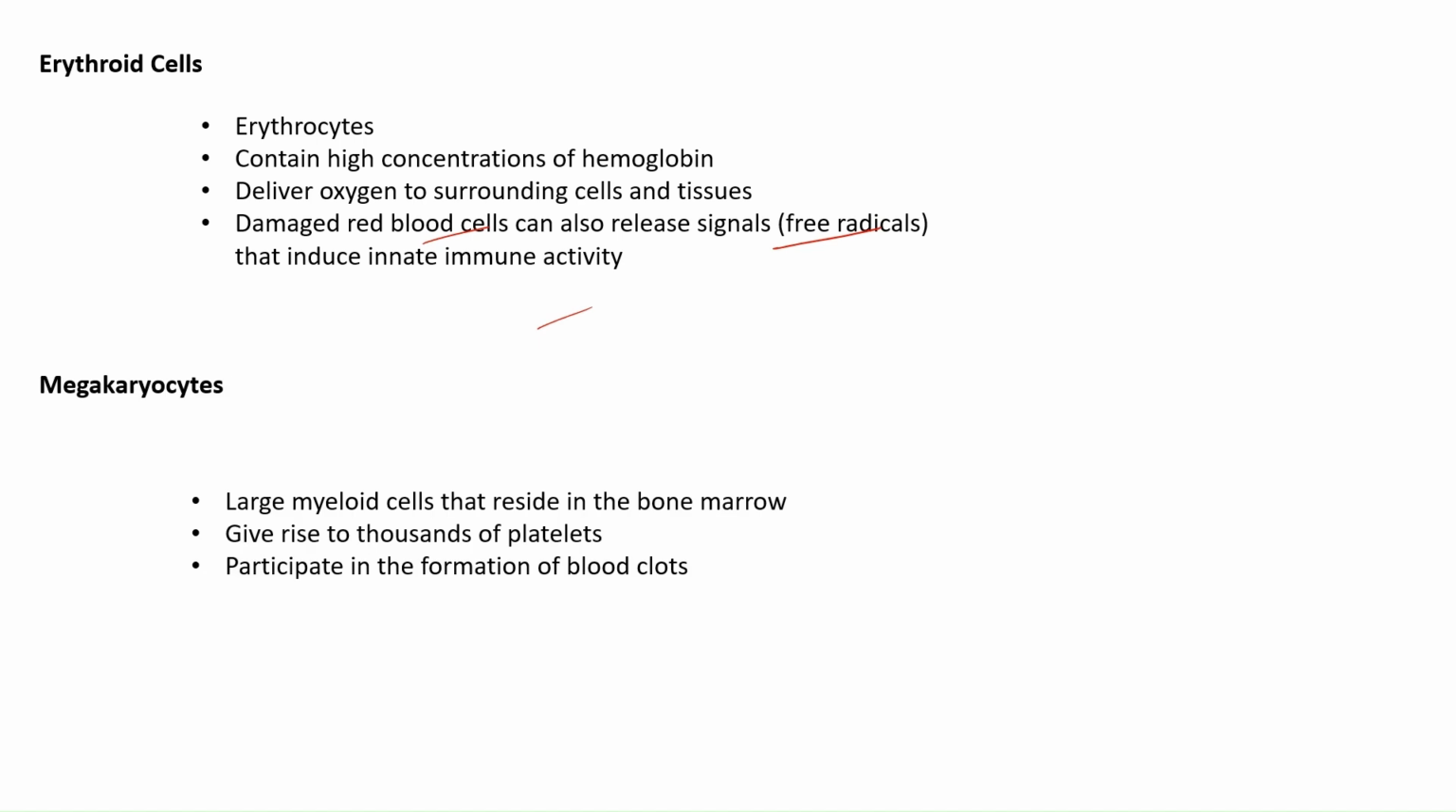Next is megakaryocytes. These are large myeloid cells that reside in bone marrow and give rise to thousands of platelets. The function of platelets in our body is the formation of blood clots. So whenever we get any cut in our body, platelets help to form blood clots, to prevent the loss of blood present inside our body.